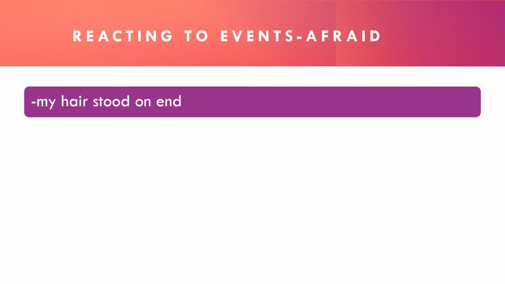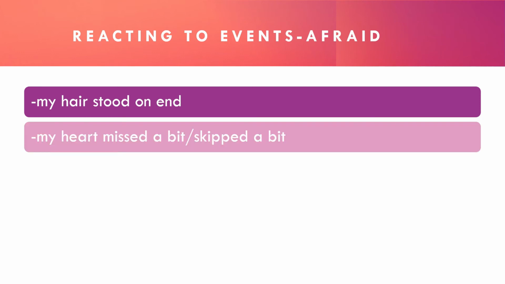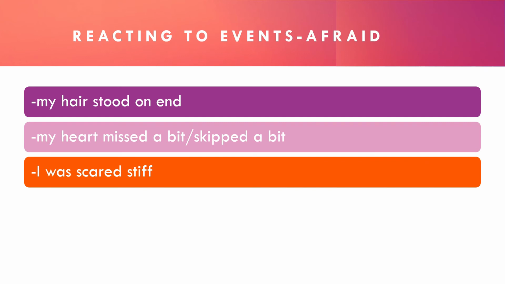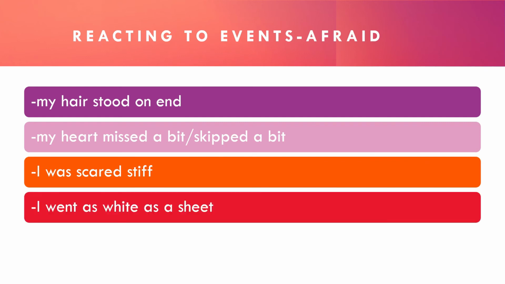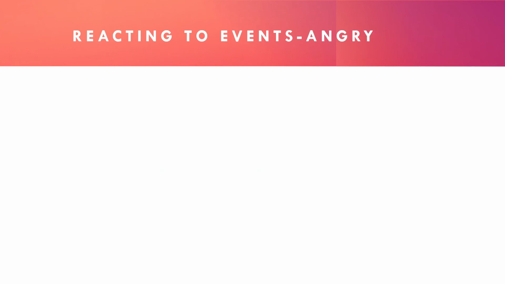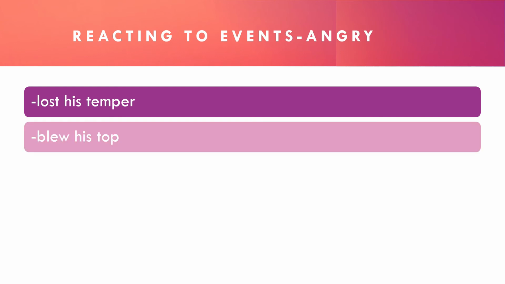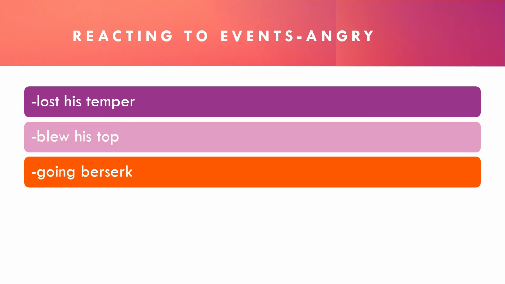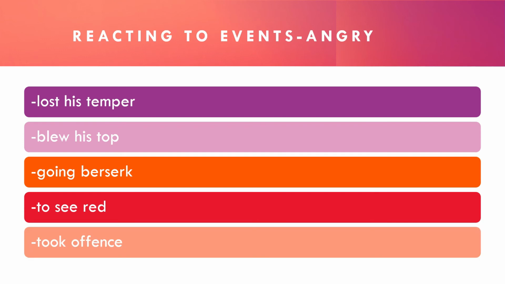Next, afraid or terrified. My hair stood on end. My heart missed a beat, or my heart skipped a beat. I was scared stiff. I went as white as a sheet. I froze in silence, or I was trembling in fear. So what about angry? He lost his temper. He blew his top, going berserk, to see red, took offense.